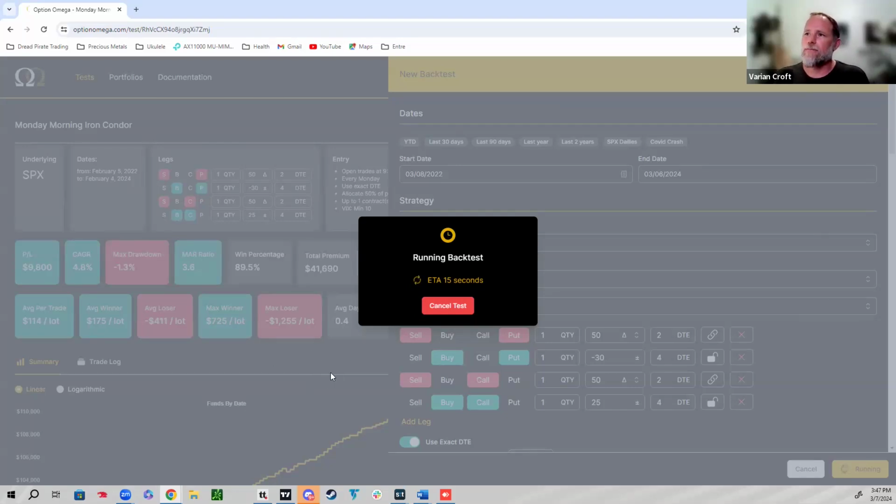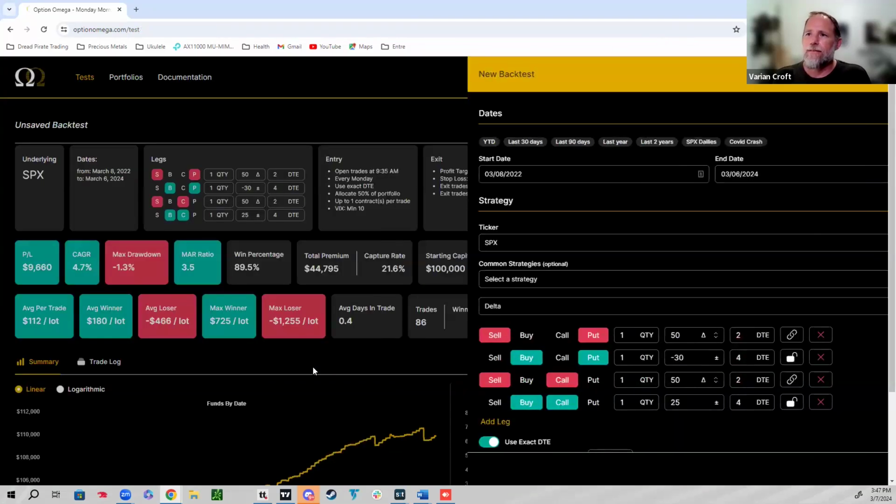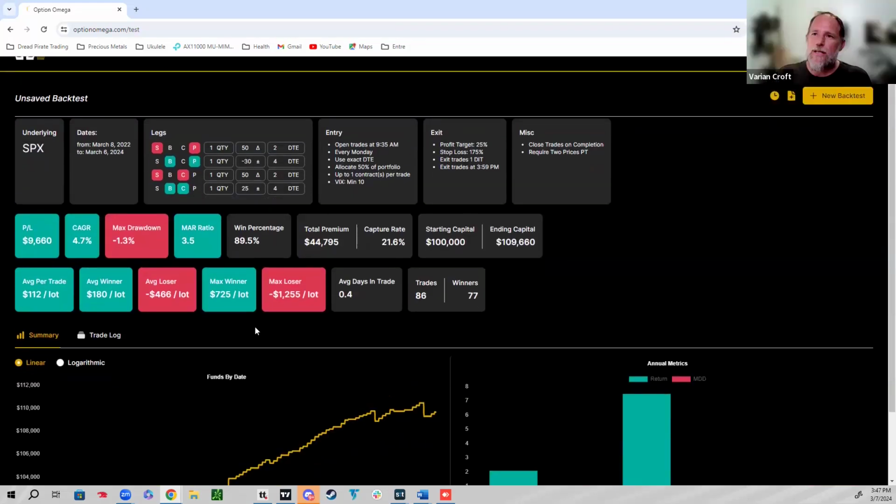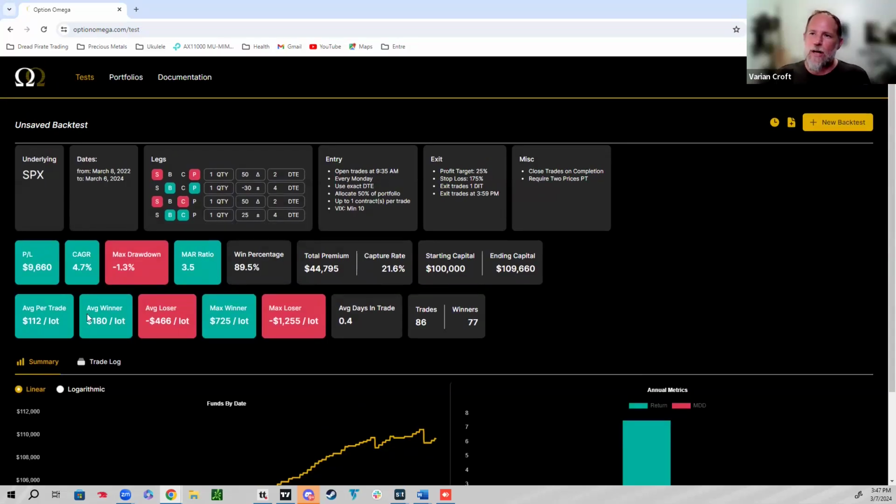Still at an 89.5% win rate. Wow. So you can see the average winner is 180. The average loser is 466. The max winner was 725 and the max loser was 1255.